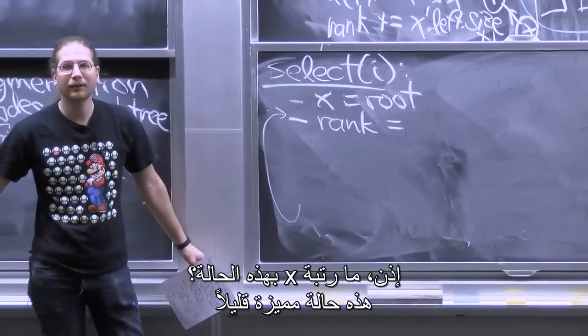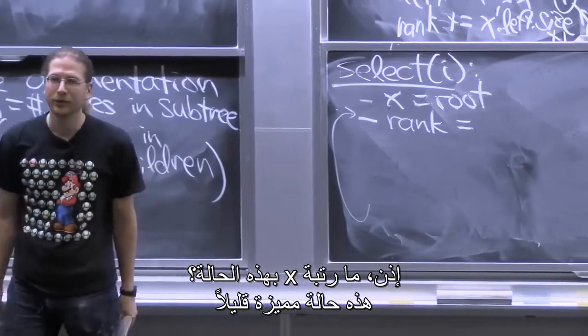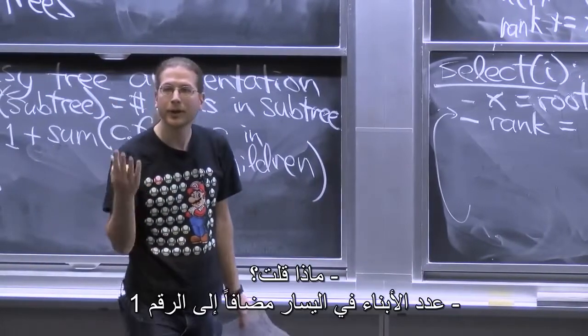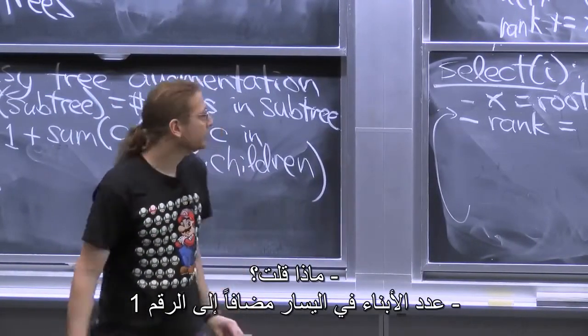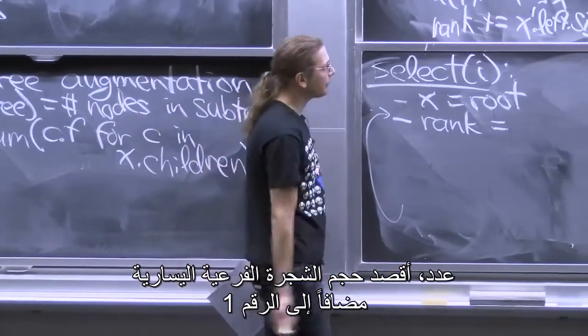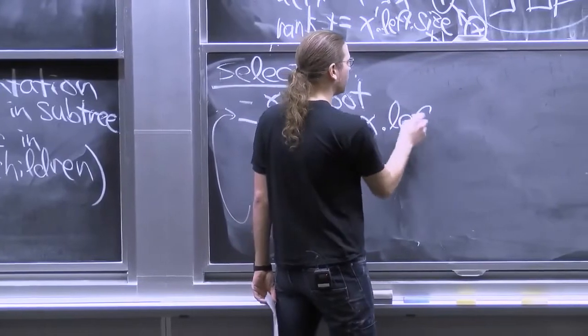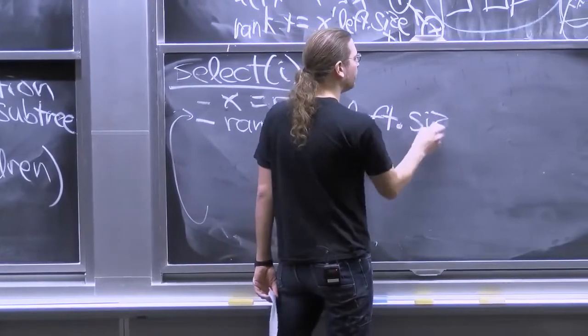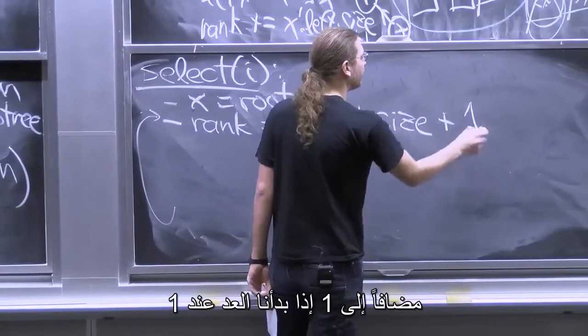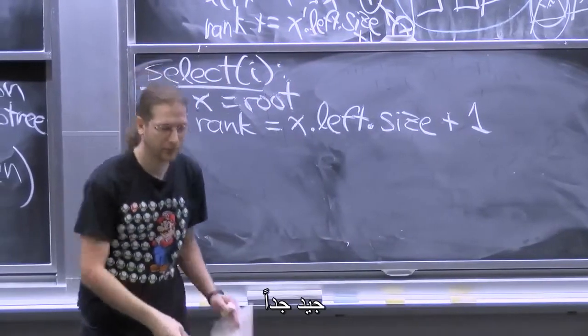So what is the rank of x in this case? This is a little special. What's that? Number of left children plus 1. The size of the left subtree plus 1. Plus 1 if we're counting starting at 1. Very good.